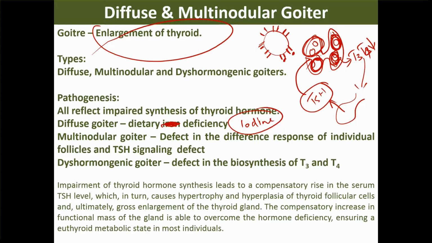So this is what I am explaining here. That could be diffuse goiter or multinodular goiter. Dyshormonogenic goiter is a very huge swelling because there is some kind of hereditary, congenital defect in the enzymes, and that leads to decreased T3, T4, which releases more TSH. They stimulate the thyroid gland more, and the thyroid gland increases in size.